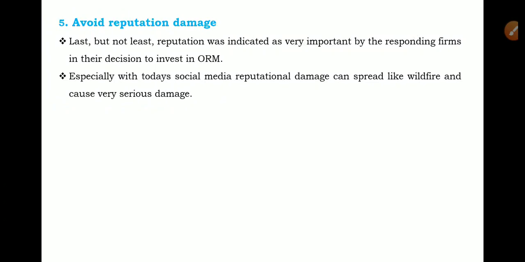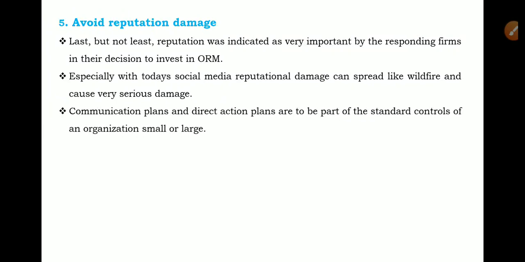Especially with today's social media, reputational damage can spread like a wildfire and cause very serious damage to an organization. Nowadays social media spreads very fast. Within seconds, a message will be sent to lakhs of people. So here in the business field also, if anything happens, it will spread like a wildfire and cause very serious damage to the organization. This can be minimized and reduced through operational risk management.